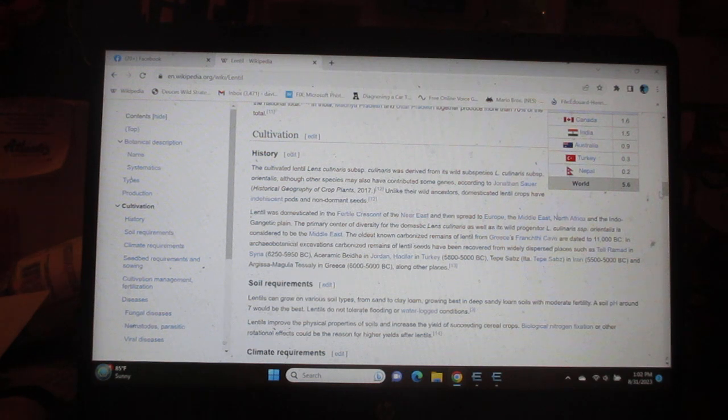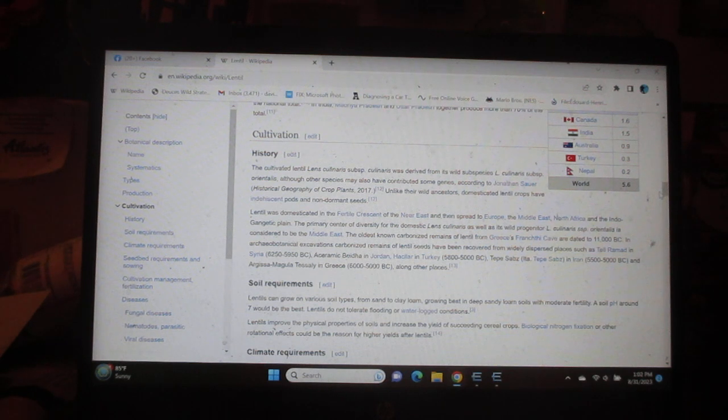Indo-Gangetic Plain. The primary center of diversity for the domestic Lens culinaris, as well as its wild progenitor, Lens culinaris subspecies orientalis, is considered to be the Middle East. The oldest known carbonized remains of lentil from Greece's Franchthi cave are dated to 11,000 BC.